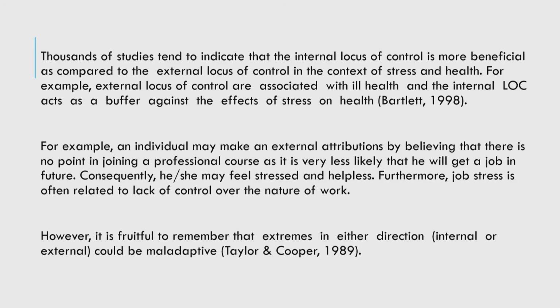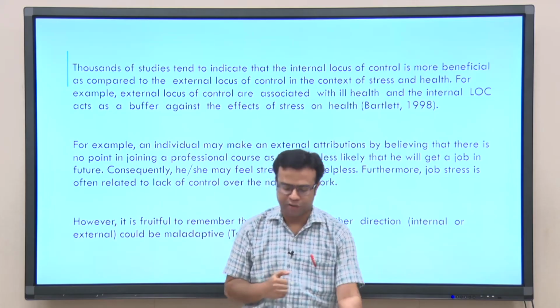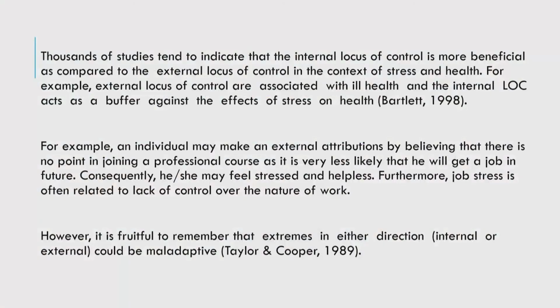So, people with internal locus of control seem to have a beneficial effect of their sense of perception in terms of health and dealing with stressful circumstances. For example, an individual may make an external attribution by believing that there is no point in joining a professional course, as it is very unlikely that he will get a job in future. What is the point of joining a course if I don't get a job in it? So, if a person makes such an external attribution, there is a high chance that he or she may feel more stressed and helpless.